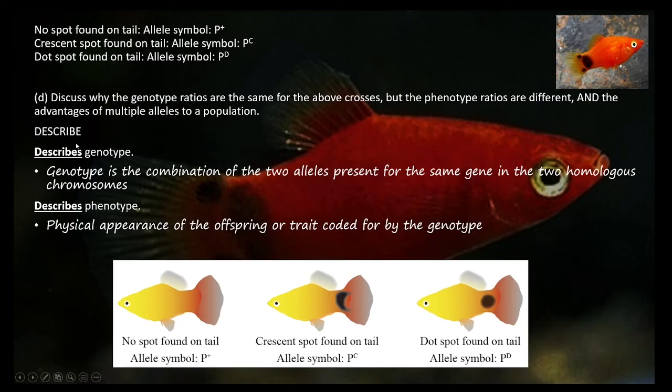So describe. Describe is achieved level. So firstly, they talked about genotypes, they talked about phenotypes, and they talked about multiple alleles. However, multiple alleles they defined for us in the question, so we need to tell them what a genotype is. A genotype is a combination of two alleles present for the same gene in two homologous chromosomes. Very straightforward. Phenotype is the physical appearance of the offspring or trait coded for by the genotype. Very easy. Okay, there's two achieved levels again.